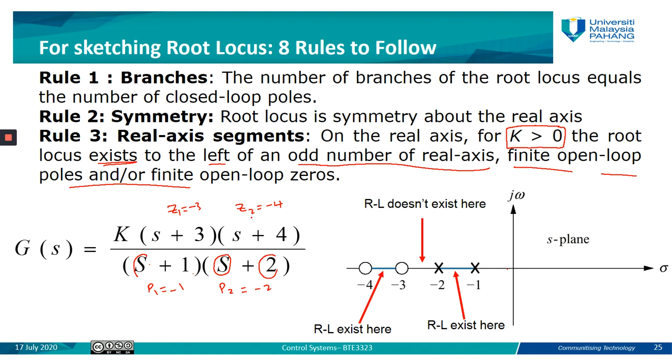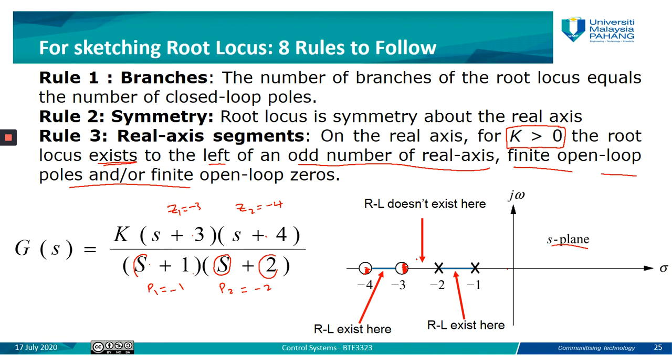Okay, so if we represent these four values on the s plane, negative 1 and negative 2 represent the poles, so we make them as a cross, as we mentioned before. If you have a pole, you must represent it by a cross. If you have a zero, you must represent it by a circle. So we have here one circle at negative 3 and another circle at negative 4.